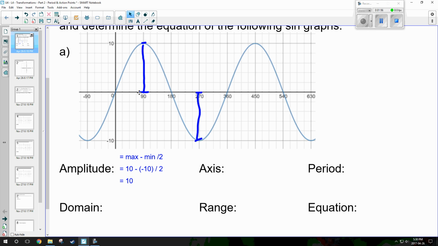And that's the same as when we look from our axis up to here. That's a distance of 10 from 0 up to 10. So either way, you should have gotten that your amplitude was a value of 10.